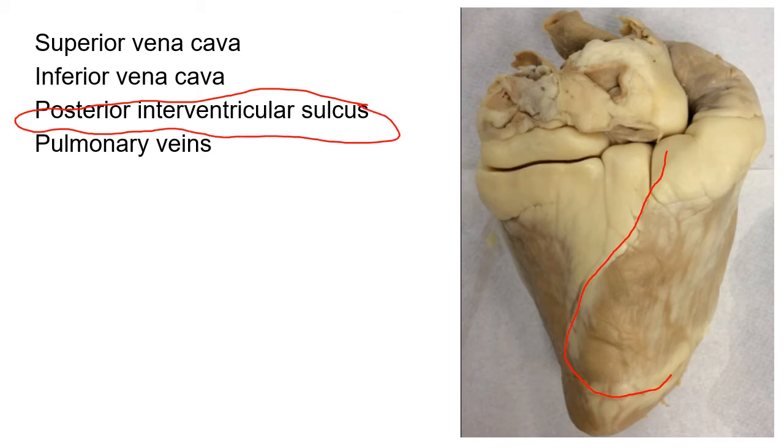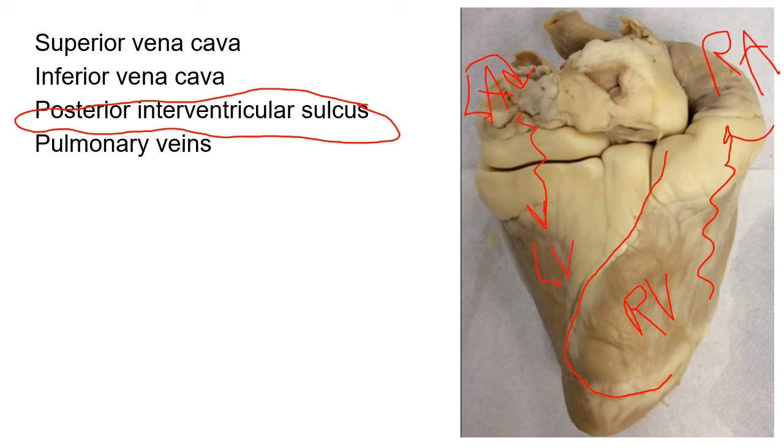So if you're staring at the posterior interventricular sulcus, this becomes the right ventricle. So that means this is the right atrium. This mushy stuff up here, that's going to be the left atrium. And if we travel down from that, we have a left ventricle. So that's our orientation when you're staring at the back of the heart.